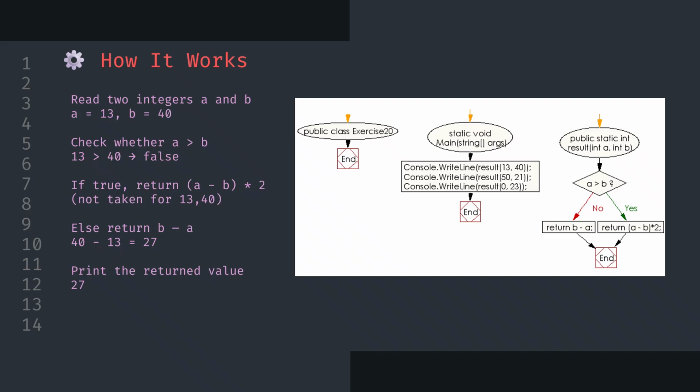The function follows a simple branch. If a is larger than b, we take a minus b and then multiply it by 2. That produces twice the absolute difference. If not, b minus a gives the absolute difference directly. This approach intentionally uses straightforward integer subtraction rather than calling Math.Abs to keep the logic explicit for learning. Both are fine.